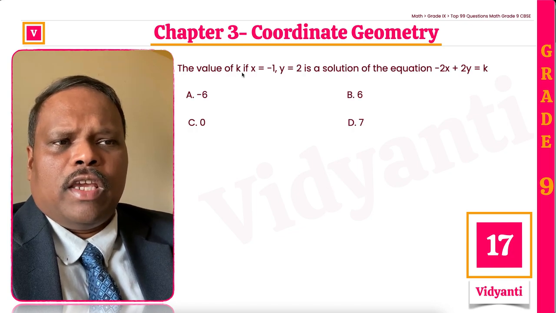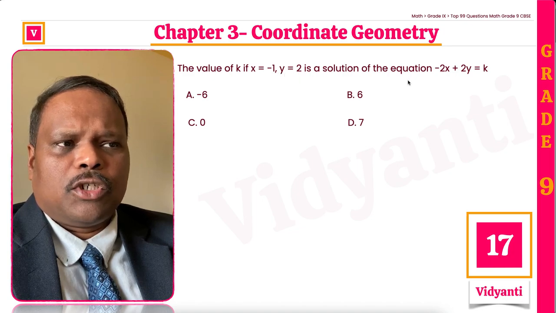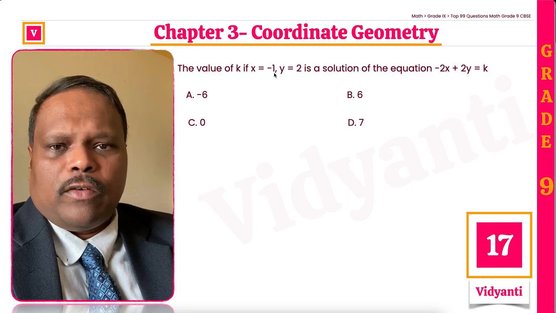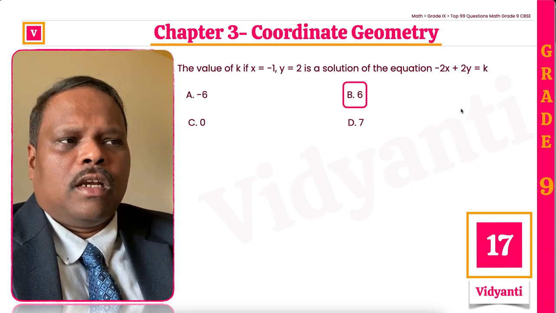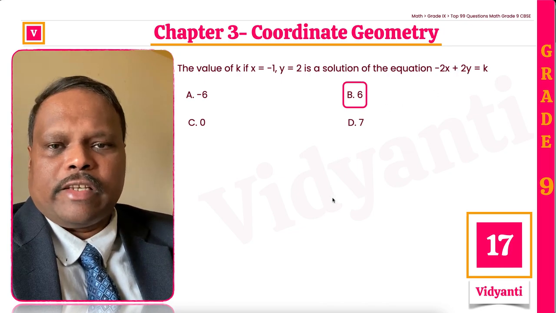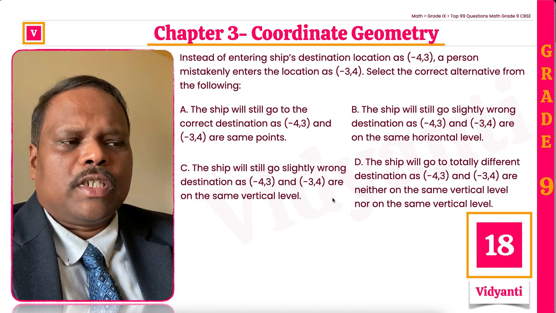The value of k is, if x equal to -1, y equal to 2 is the solution of the equation -2x + 2y = k. All we have to do is substitute the value of x and y in the given expression: -2 times -1, that's 2, and 2 times 2 is 4, so the answer will be 6. Let's go to question 18.